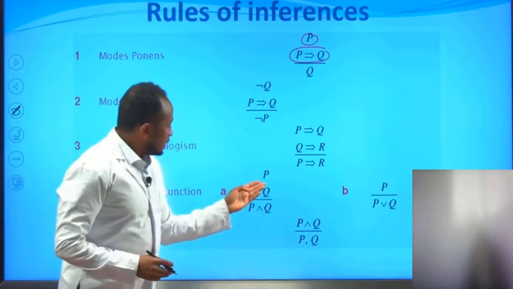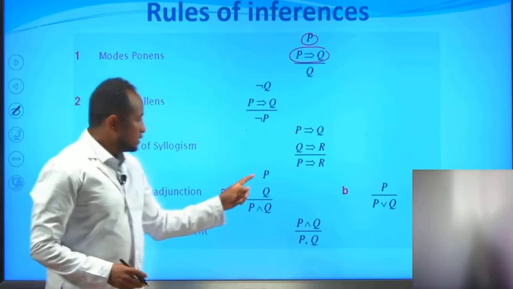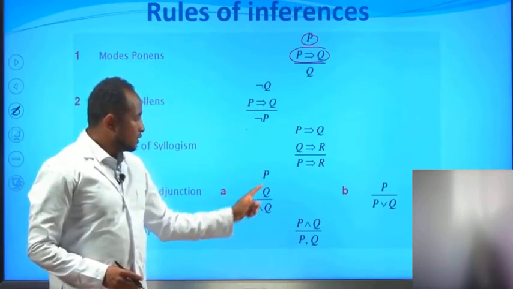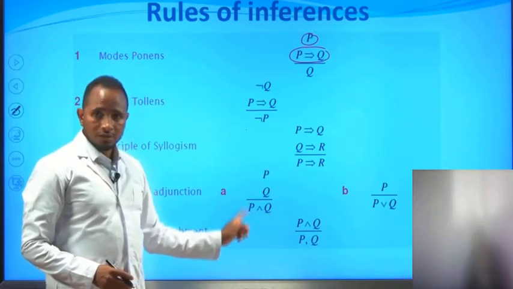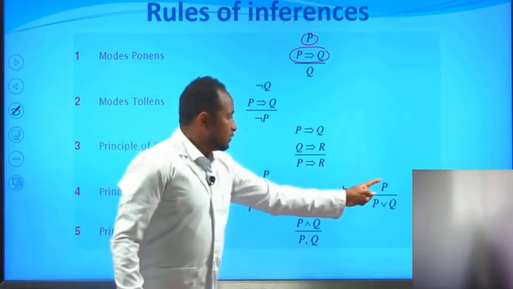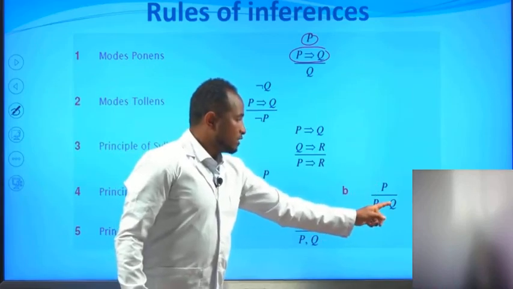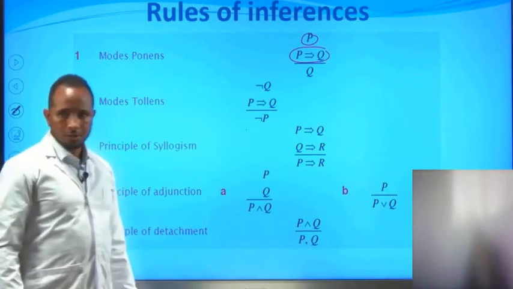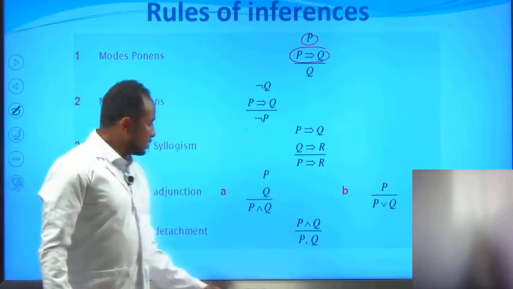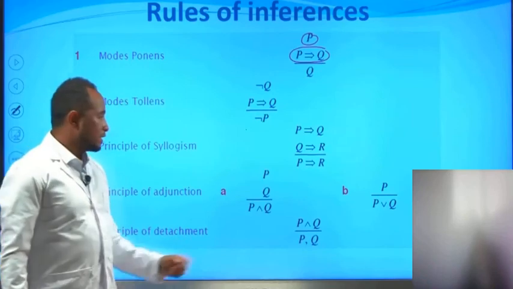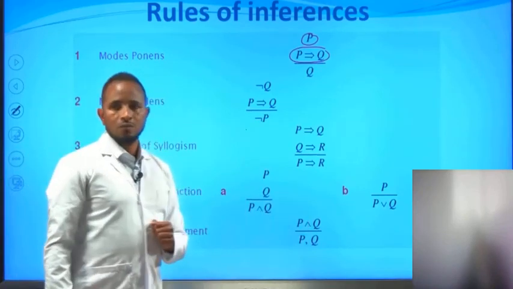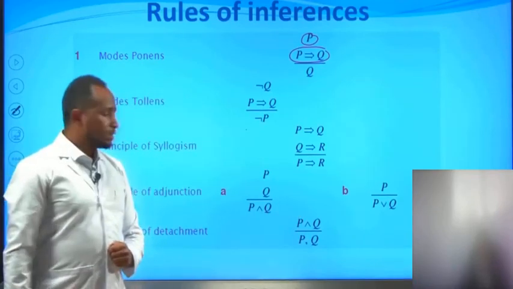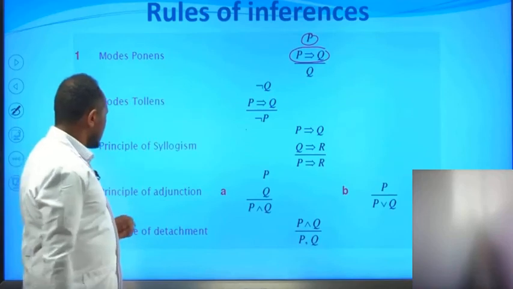So let's see this one, the principle of adjunction. If P is true and Q is true, these are premises, therefore P and Q is also true. It's valid. Here, if P is true, therefore whatever Q is, P or Q is true. It's valid. Now here, the principle of detachment. If P and Q is true, both P and Q must be true. That's it.